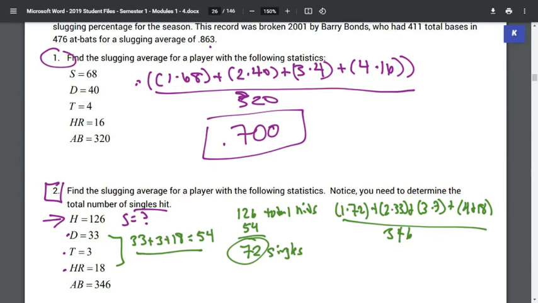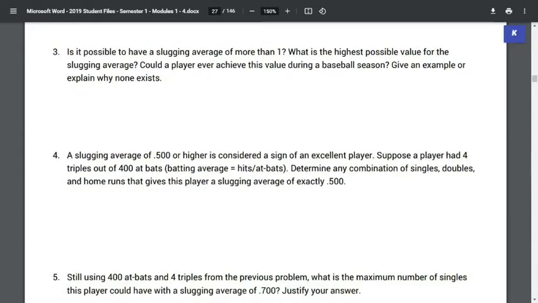And then from there, we just plug that into our equation and solve down. When you type all this into your calculator, you should get a slugging percentage of 0.633. All right, so let's take a look at 3. It asks if it's possible to have a slugging average more than 1.